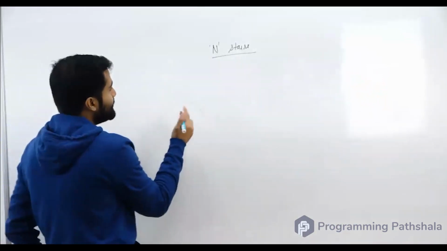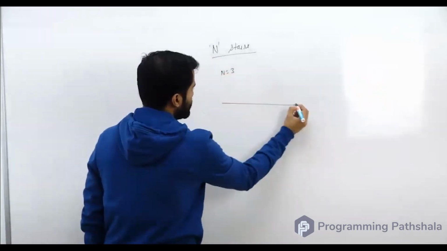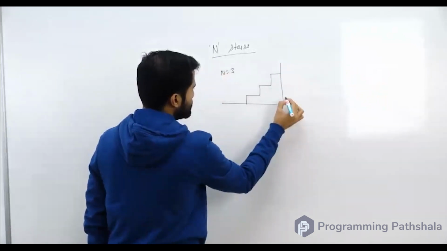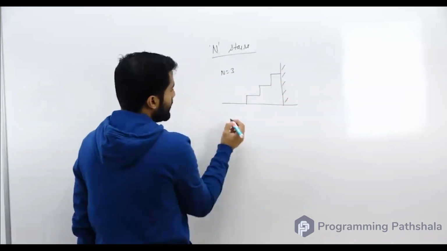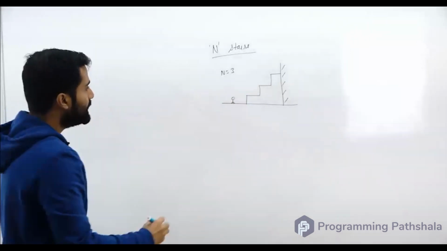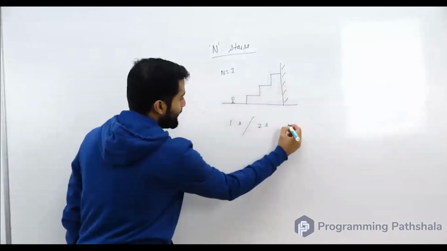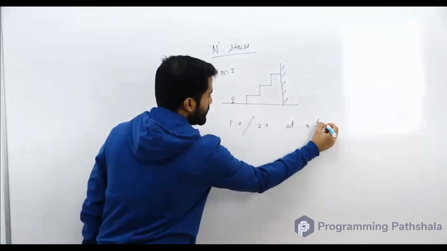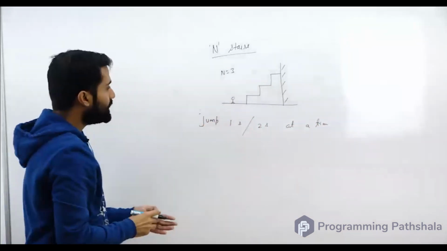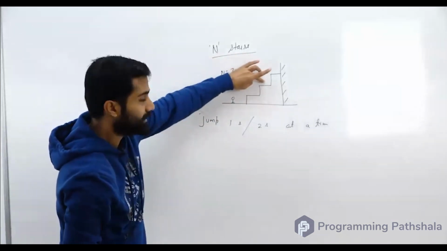So let's say there are n stairs. Let's say n is equal to 3 for now. So you have got something like that. And there is a child standing over here. And this child can either take one step or two steps at a time. I would say jump. So either he can take a jump from here to here, or he can take a direct jump from here to here.